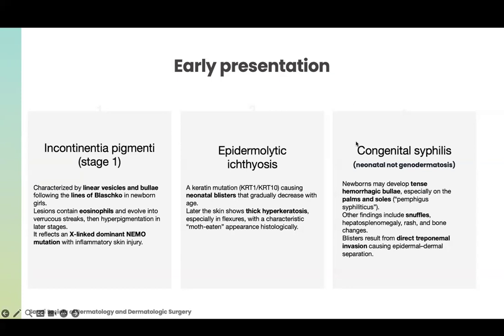So usually it occurs in the palms and soles and presents with tense hemorrhagic bullae. So we need to ask further history about any deeper involvement. We investigate for deeper involvement, like hepatosplenomegaly and bone changes, and we take the history from the mother as well.